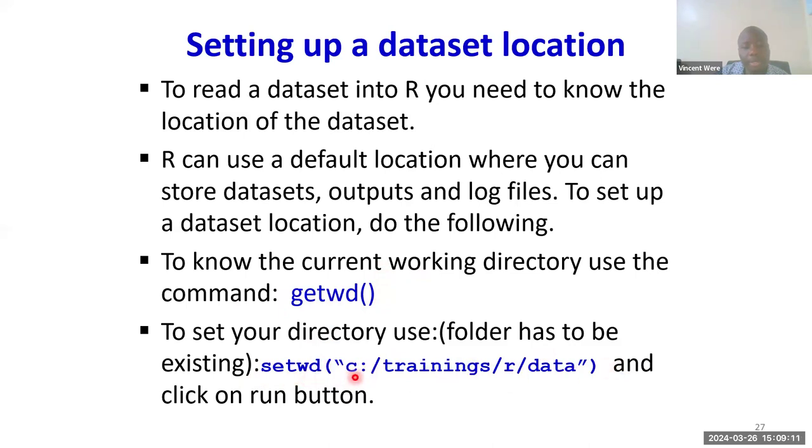For example, if I have a link, maybe in my drive C, and I have a folder called trainings, and I have another folder called R, and another folder called data. This is a folder path with a folder where I can keep my files. But remember, R uses forward slashes. When you copy your path, the slashes will be backwards, going from right to left. So you have to change them so that they bend forward, because that is the language of R. With Stata, it will bend backwards.